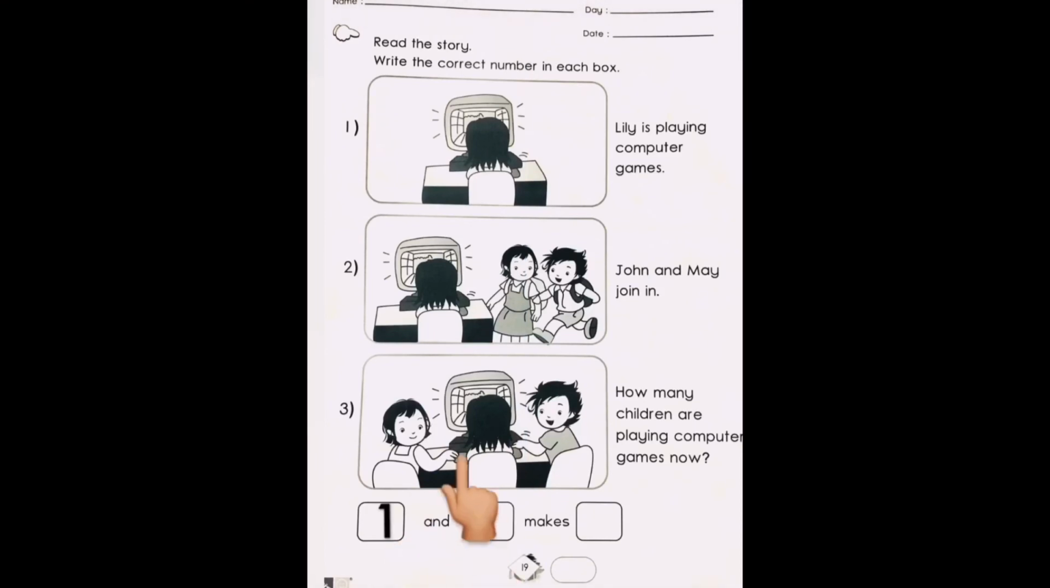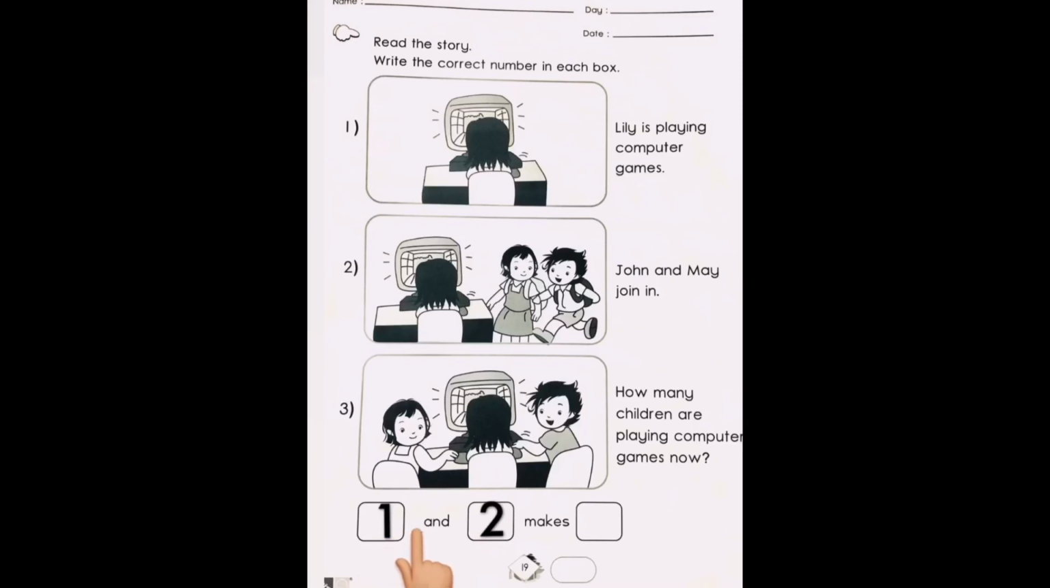And you see the second one. It says John and May join in. John and May. How many of them? 1, 2. So we write number 2 in this box.